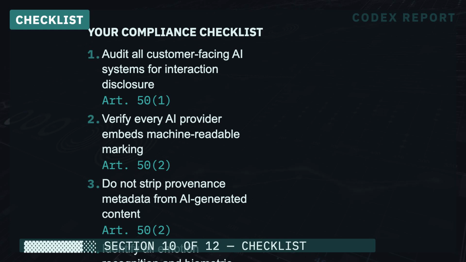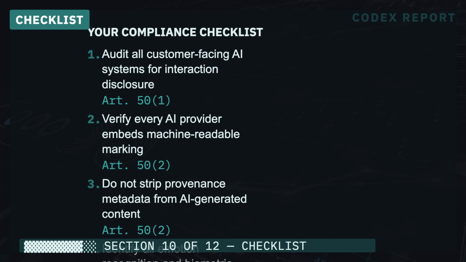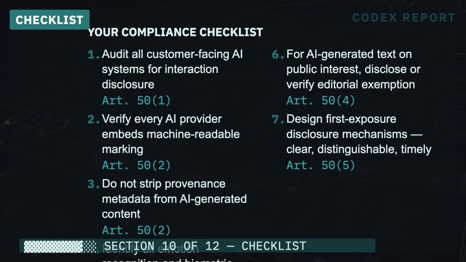3. Do not strip provenance metadata from AI-generated content. Audit post-production, compression, and distribution workflows to confirm metadata preservation. 4. Identify all emotion recognition and biometric categorisation deployments across your organization. This includes facial expression analysis, voice sentiment, gait analysis, and biometric sorting. 5. Implement disclosure for all synthetic media constituting deep fakes per Article 50, Paragraph 4. For artistic or creative content, disclosure may be moderated in manner but cannot be omitted.